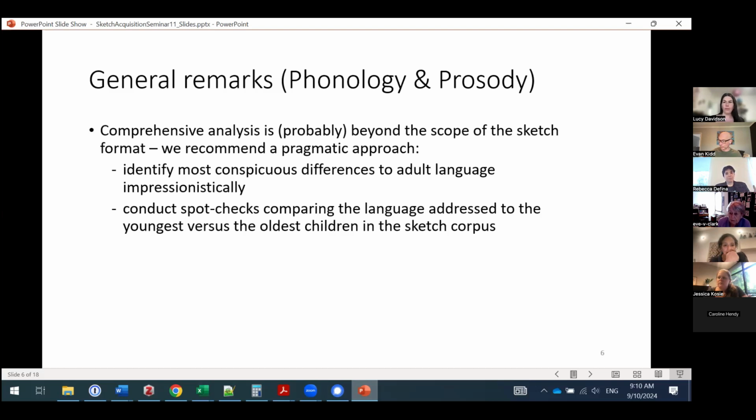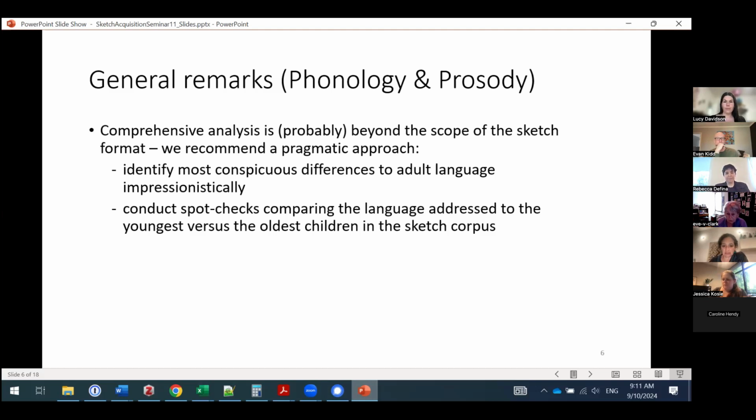So we recommend a pragmatic approach of identifying the most conspicuous differences to adult language quite impressionistically, and you can use your familiarity with the language and what adult speakers of the language are telling you, and then conduct spot checks comparing the language addressed to the youngest versus the oldest children in the corpus, to check these factors that have been raised.